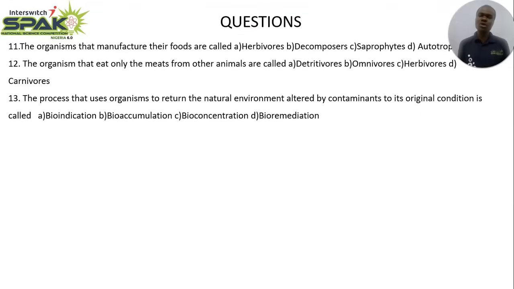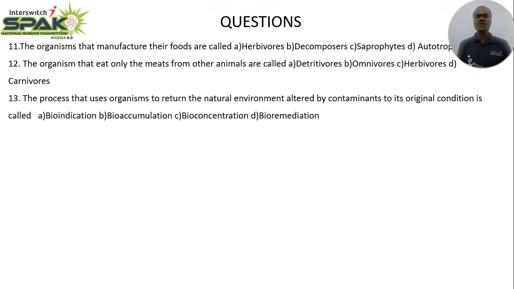Bioconcentration: biological material, any biological component, biologically active matter. Bioremediation: the process that uses organisms to return the natural environment altered by contaminants to its original condition is called bioremediation. We can use some bacteria to clean up oil spillage on the floor. Some bacteria feed on it and clear it, thereby returning the environment to its normal state.